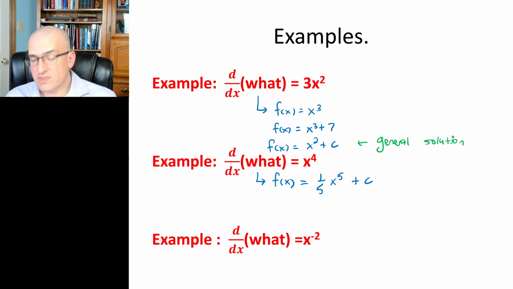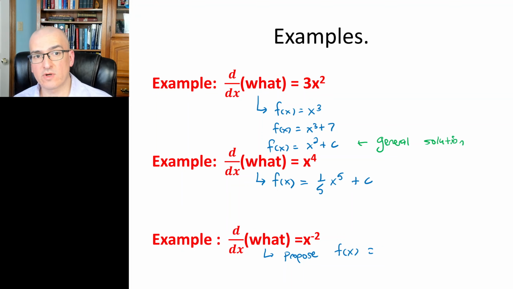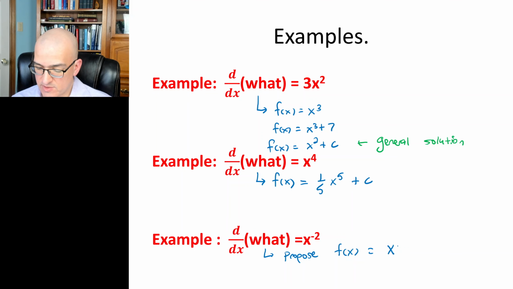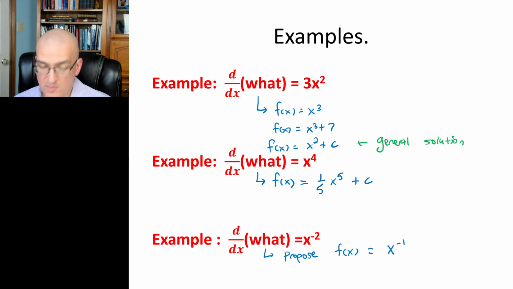And then the next one's a little more confusing. What do you take the derivative of to get x to the power of negative 2? So I'll make a proposal. I'm going to propose f of x is... so when we take the derivative, the power becomes lower. We subtract 1 from it. So if I start with power negative 1, when I take the derivative, the power will become negative 2, 1 more negative. But then the coefficient in front will be wrong.